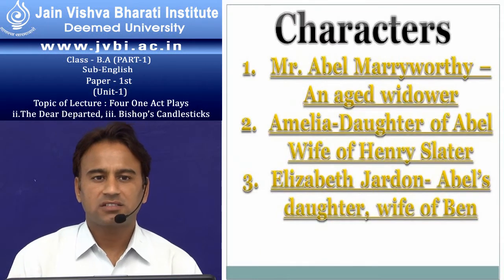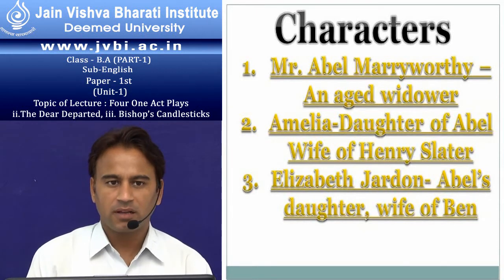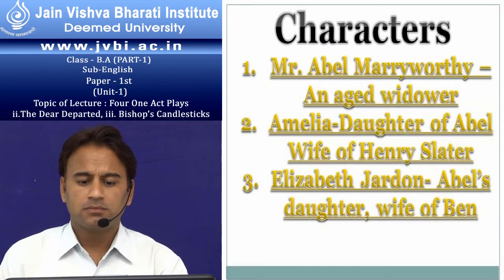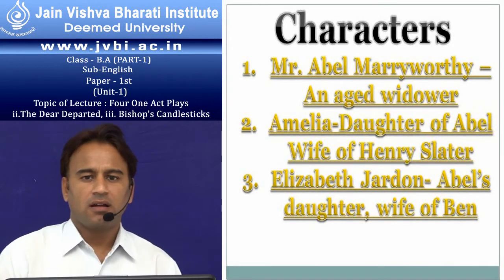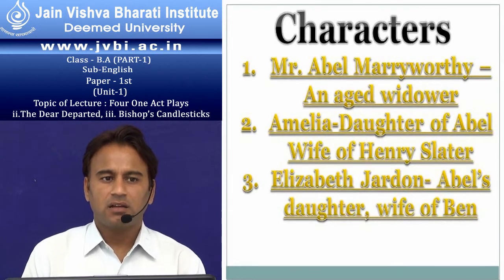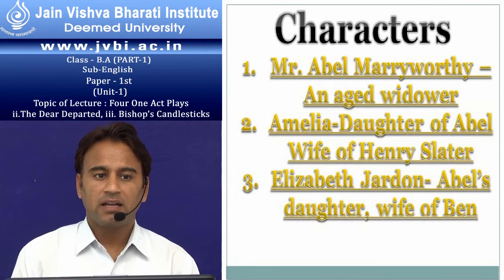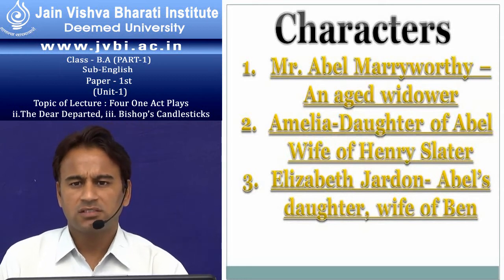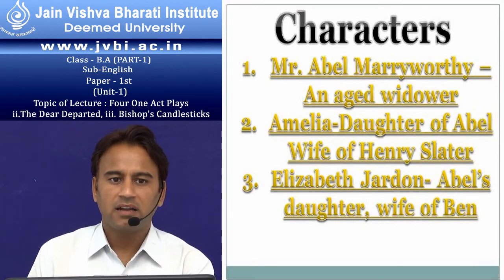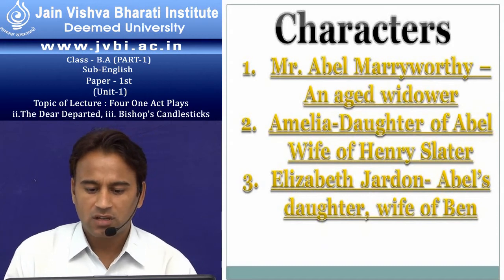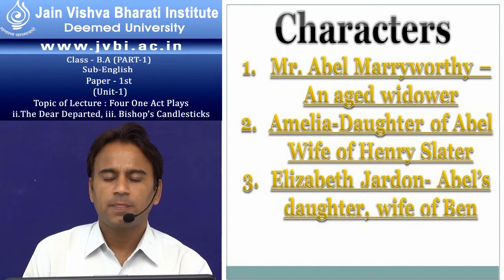Now, these are the characters of this play. There are three major characters in this play. First is Mr. Abel Merryweather, an aged widower. He was an old man, and he has two daughters and a granddaughter also. Second, Amelia is his daughter, and Elizabeth Jordan is his second daughter. Amelia's husband's name is Henry Slater, and Elizabeth Jordan's husband is Ben Jordan. Amelia and Henry have a daughter named Victoria.